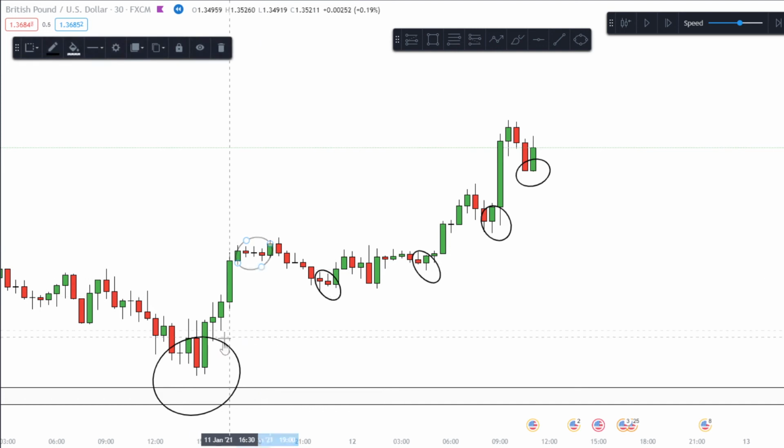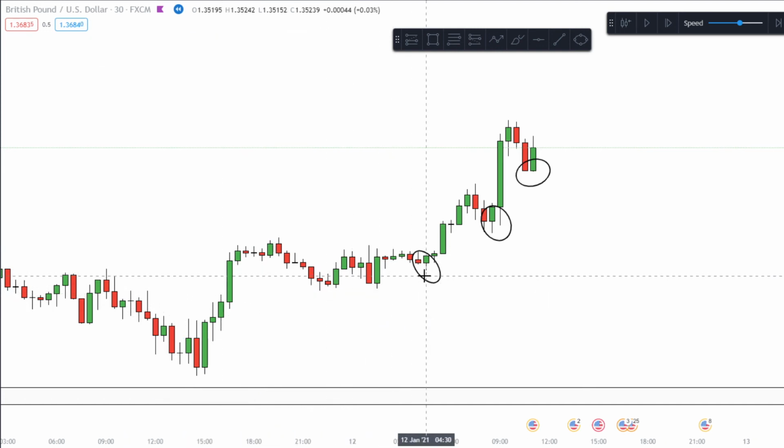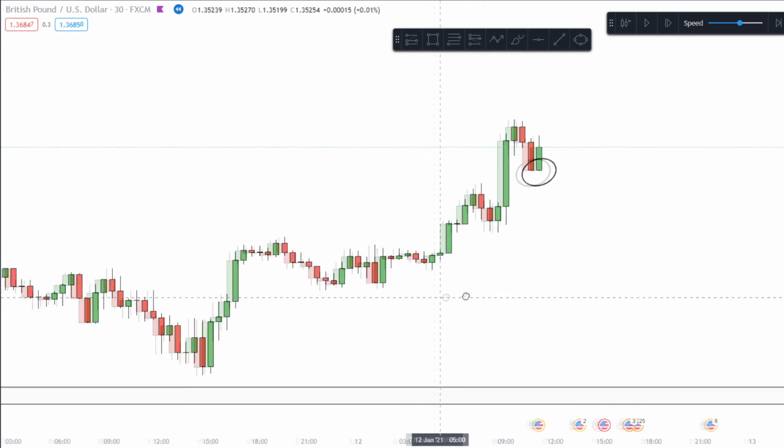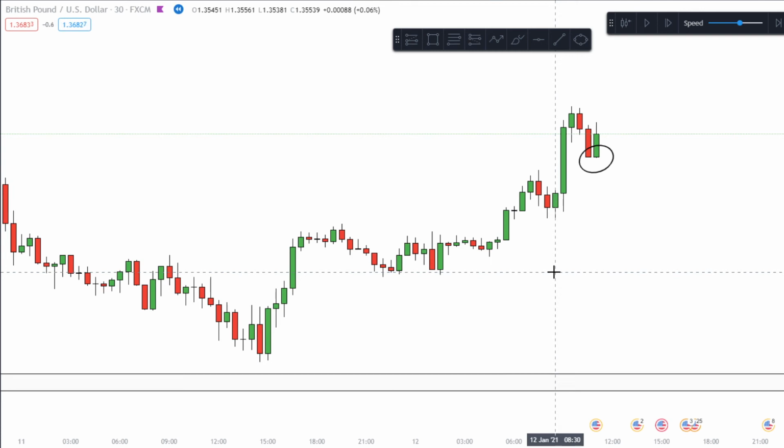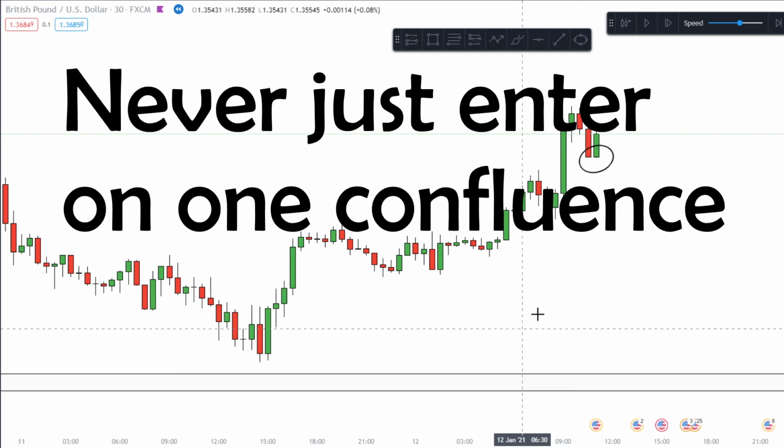Let me just get rid of this for you guys. Let's see how this trade plays out. As you can see, we have waited some time for the market to play out, okay? We want to be sure. We don't have to be the first ones entering, okay? We just want to have confirmation that the price wants to go up.